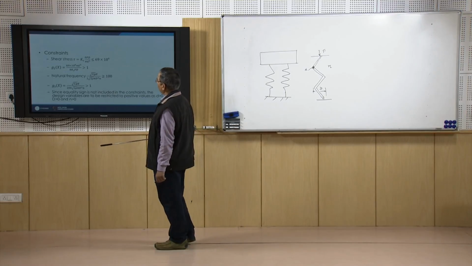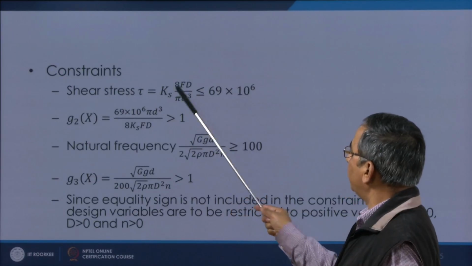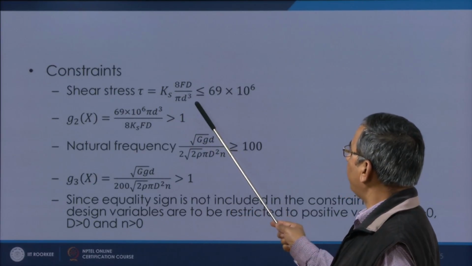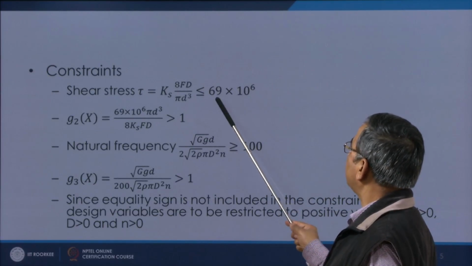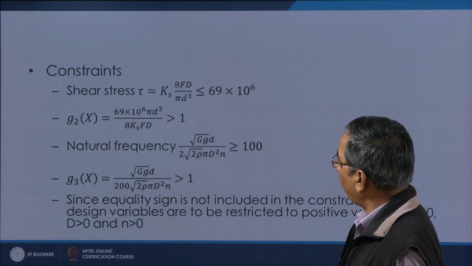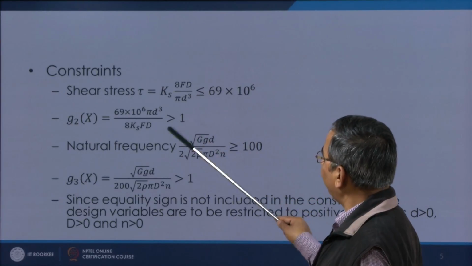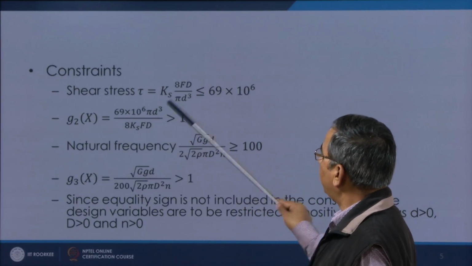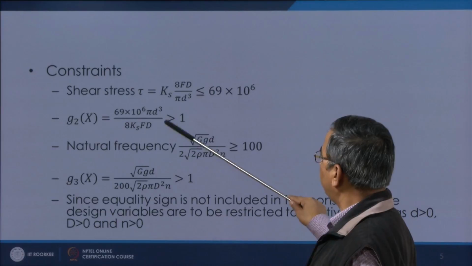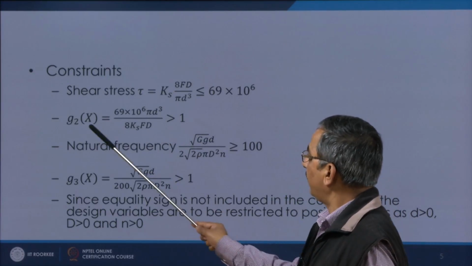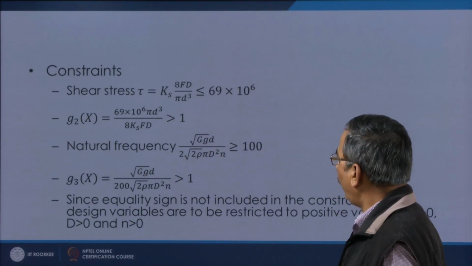The other constraint is the shear stress constraint. So, I write the expression for shear stress, that is Ks 8Fd upon pi d cube, and this should be less than or equal to 69 megapascal. So, I am writing 69 into 10 to the power 6. Okay. And again if I want to write it in the greater than form, then this is how it is to be written. So, I take the denominator in the numerator and the numerator in the denominator by reversing it. So, this is what I get. So, G2(x), this factor has to be greater than 1.